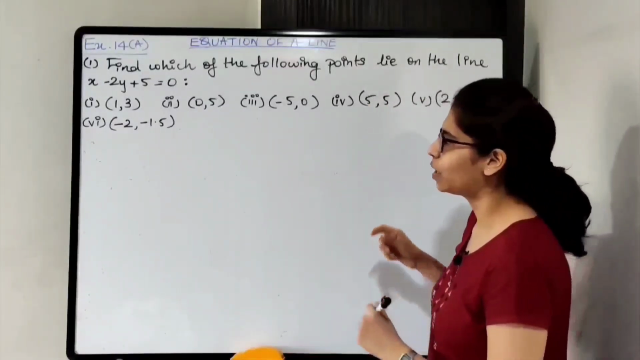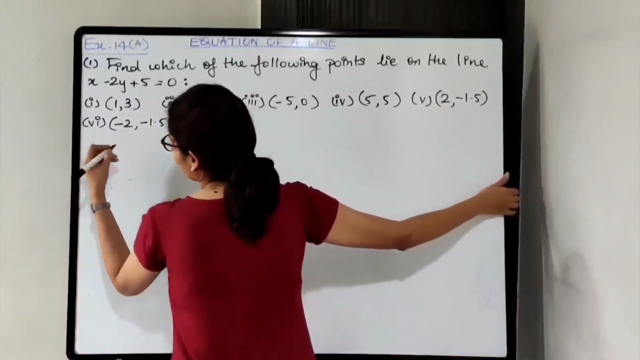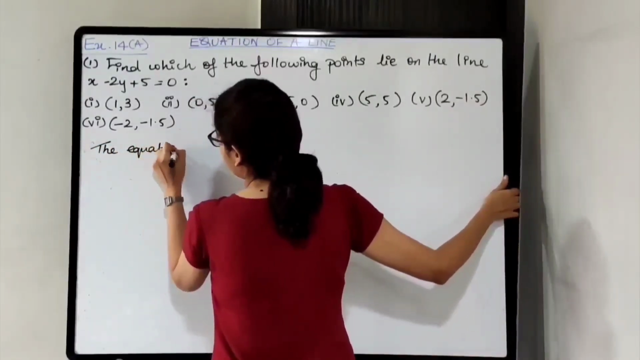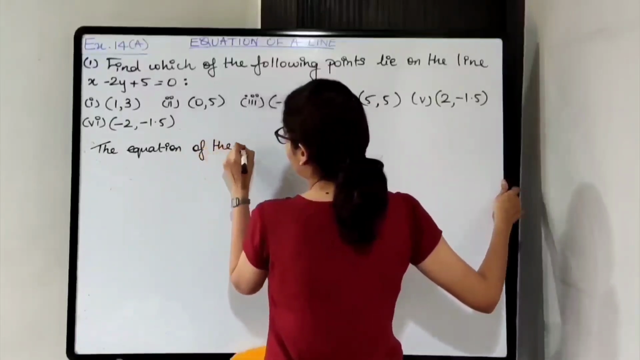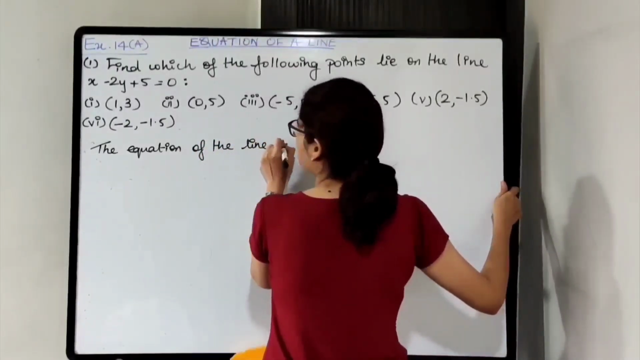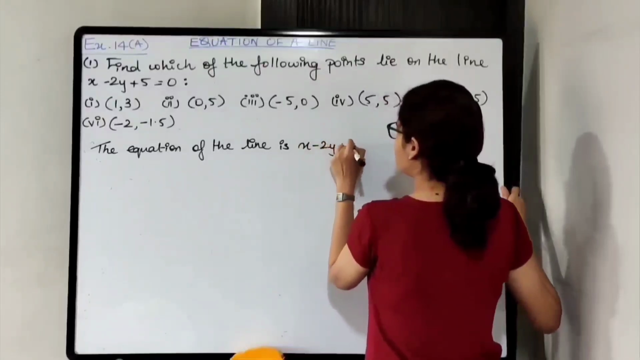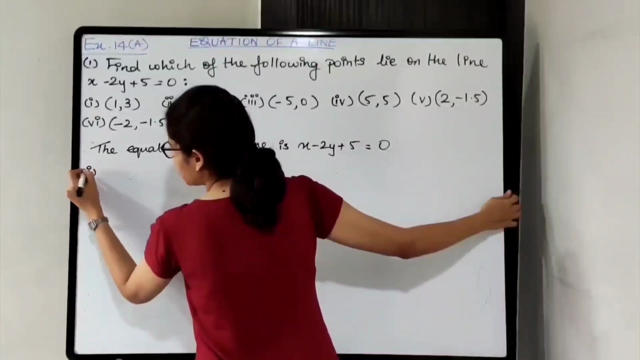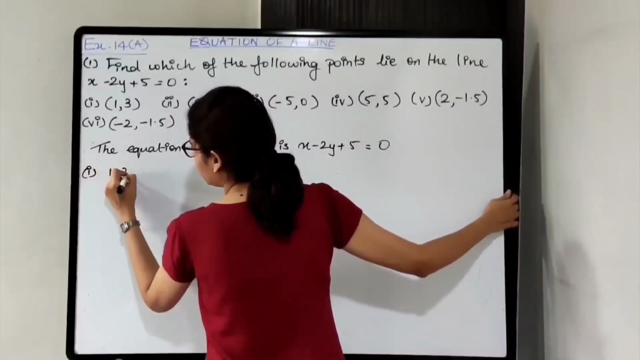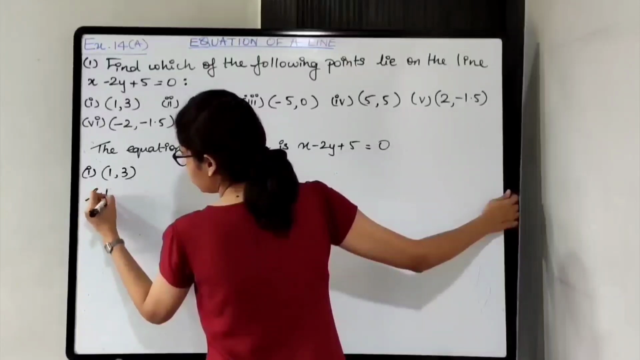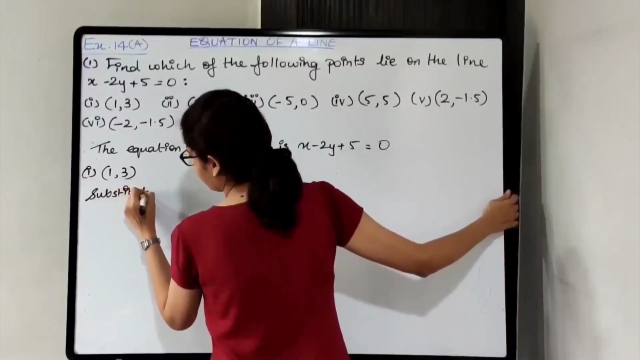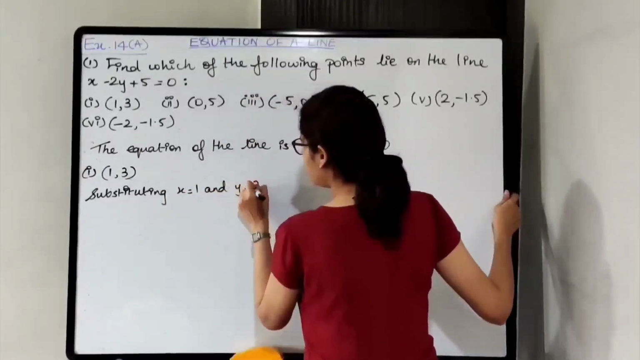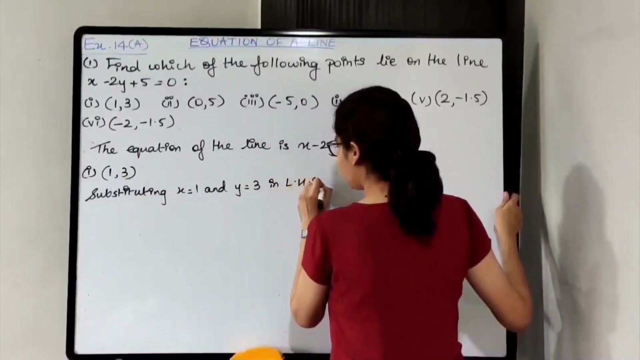Its coordinates are 1, 3. So first write down the equation of the line, x minus 2y plus 5 equal to 0. Now we'll start with the substitution. So 1, 3 are the coordinates. So substituting x equal to 1 and y equal to 3 in LHS.